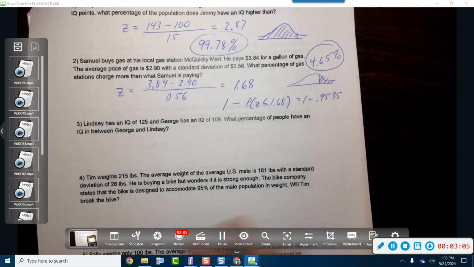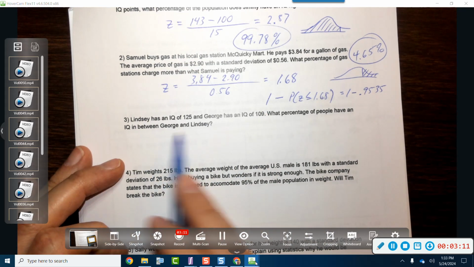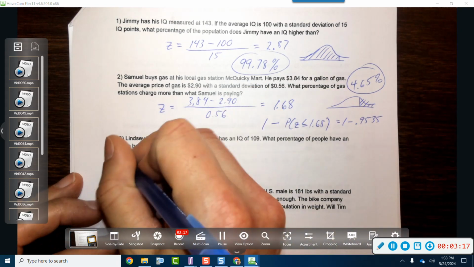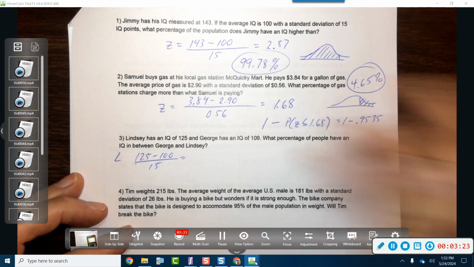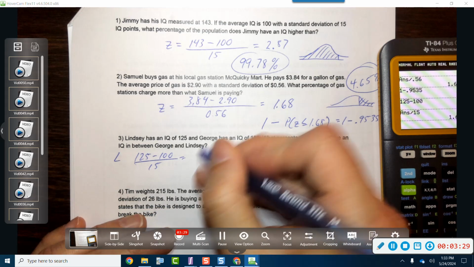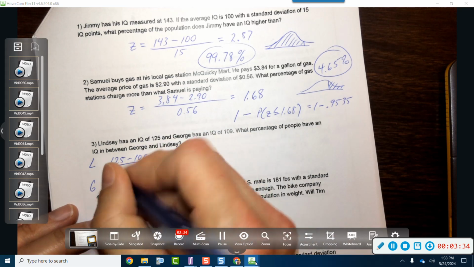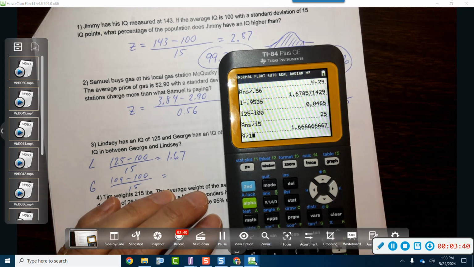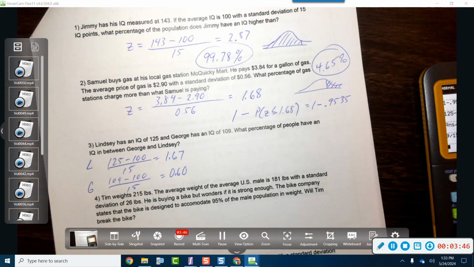Lindsay has an IQ of 125, and George has 109. What percentage of people have an IQ between these two? Well, we already know the average IQ is 100. We need 2 z-scores here. Let's do Lindsay: 125 minus 100 over 15. Let's get her z-score. Okay, 1.67. Now let's get George's. George's is 109, so that's going to be 9 divided by 15, which is 0.60.